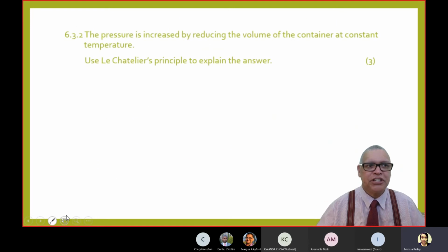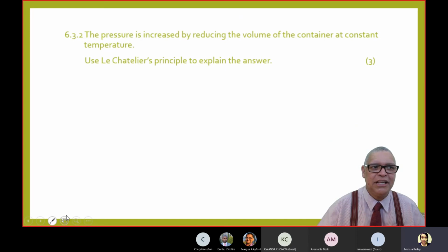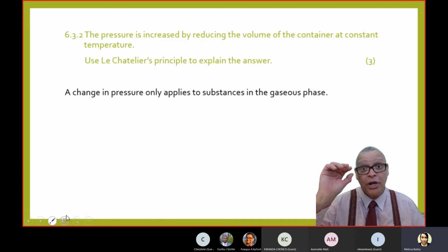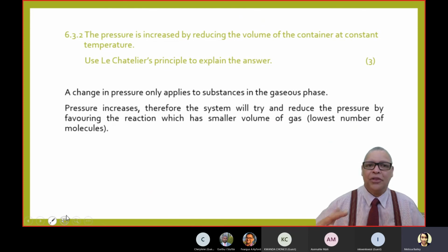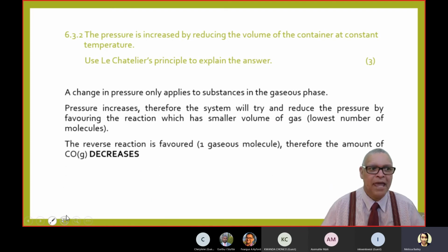6.3.2. If the pressure is increased by reducing the volume of the container at constant temperature, use Le Chatelier's principle to explain the answer. Well, we know that a change in pressure only applies to substances in the gaseous phase. So when the pressure increases, the system will try to reduce the pressure by favoring the reaction which has the smaller volume of gas moles.